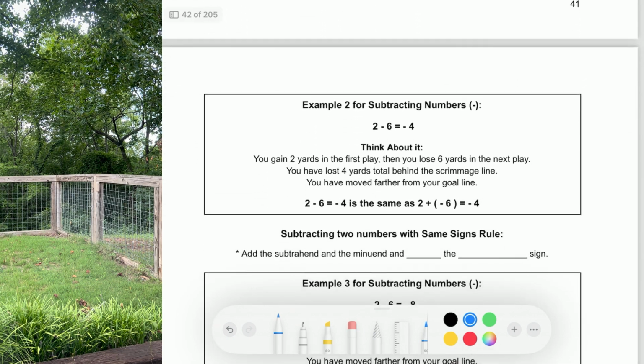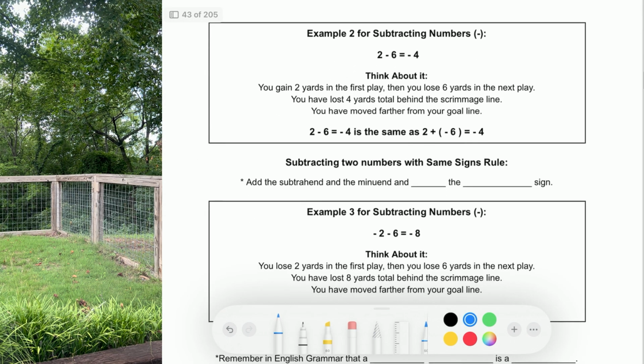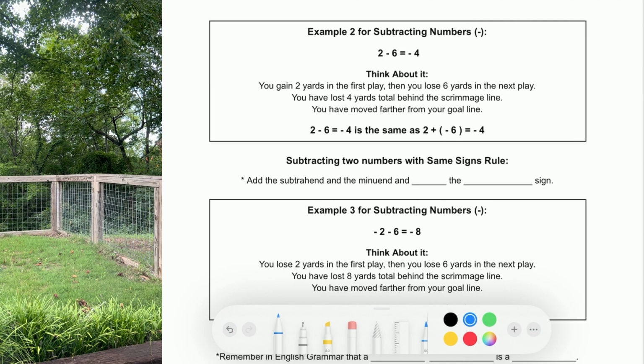Example 2. Now we have 2 minus 6 equals -4. So let's think about that one. You gain 2 yards in the first play, then you lose 6 yards in the next play. You have lost 4 yards total behind that scrimmage line. You have moved farther from your goal line. So the new way of looking at it is 2 minus 6 is -4. But that is the same as what we did in the last section of 2 plus -6.